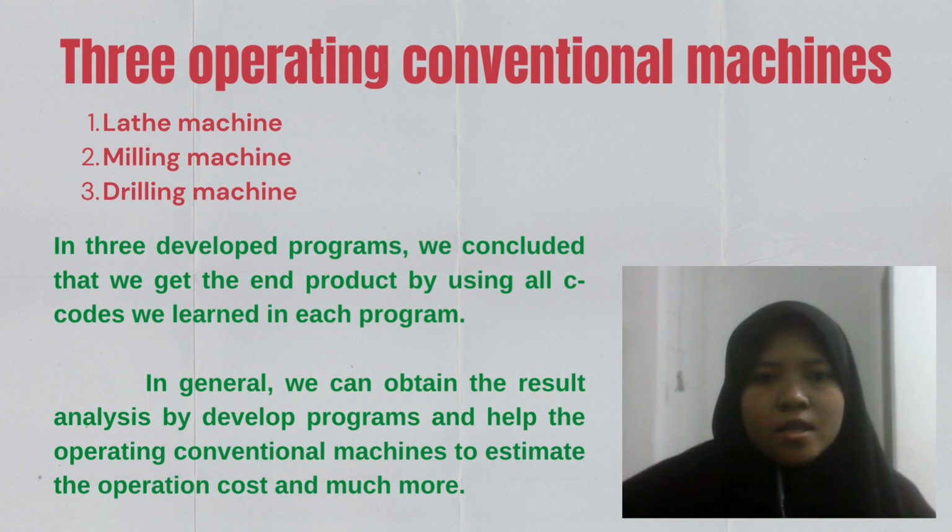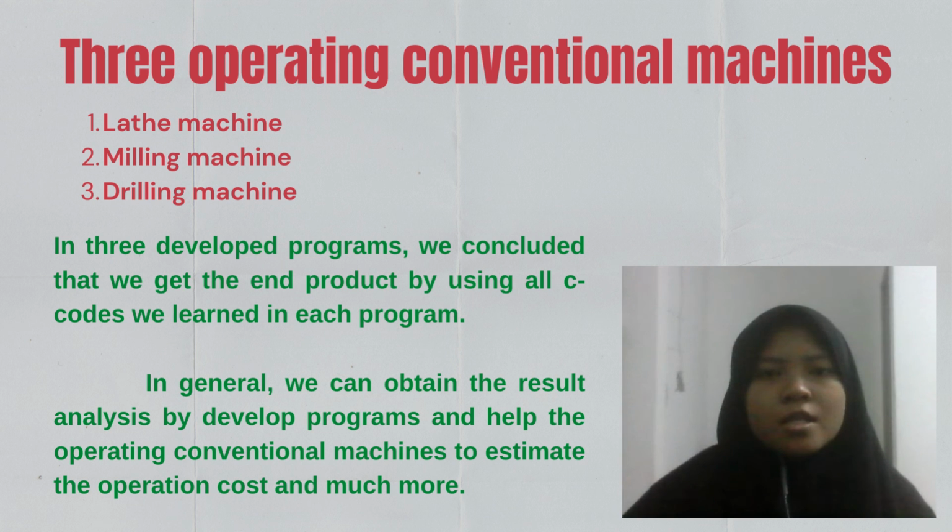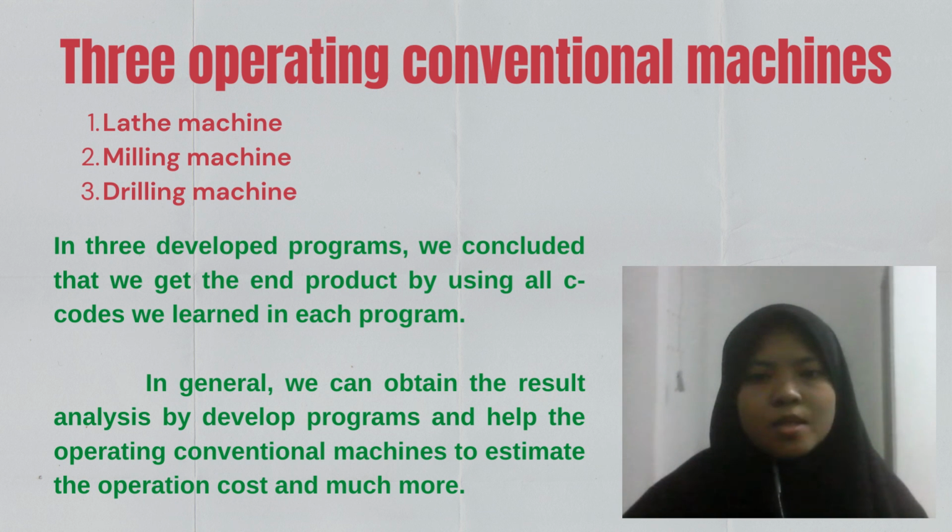So in this project, there are three conventional machines that we worked on, which are the lathe machine, milling machine, and drilling machine. In the three developed programs, we conclude that we get the end product by using all the C codes we learned in each program. Although we faced some problems, like errors during the development of the programs, we solved each error with some references. And in general, we can obtain the result analysis by developing programs for the conventional machines to estimate the operation cost and much more.